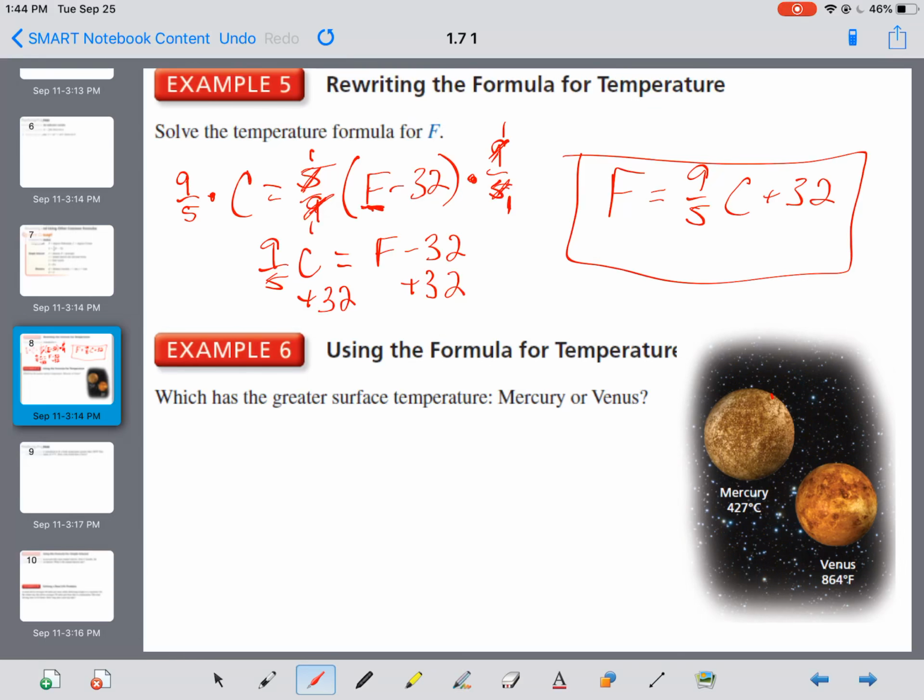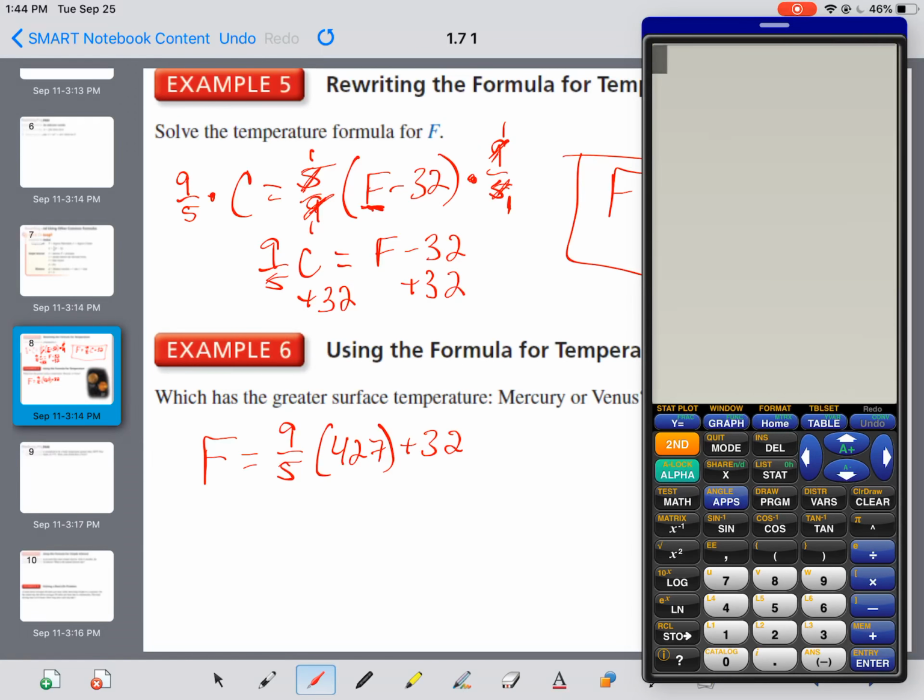Using the formula for temperature, which has a greater surface temperature, Mercury or Venus? Well, they give us a temperature here in Celsius and they give us a temperature here in Fahrenheit. We need to change them to the same thing. We just got the temperature for Fahrenheit, so let's plug in the C for Celsius. So let's say F equals 9/5 times 427 Celsius plus 32. Bring up a calculator here.